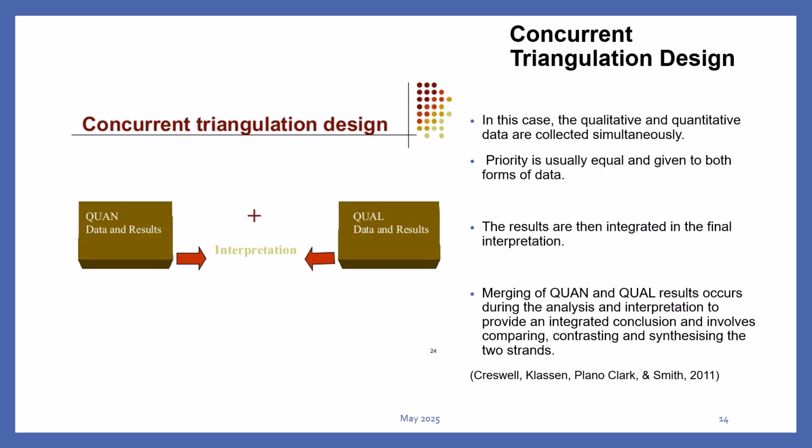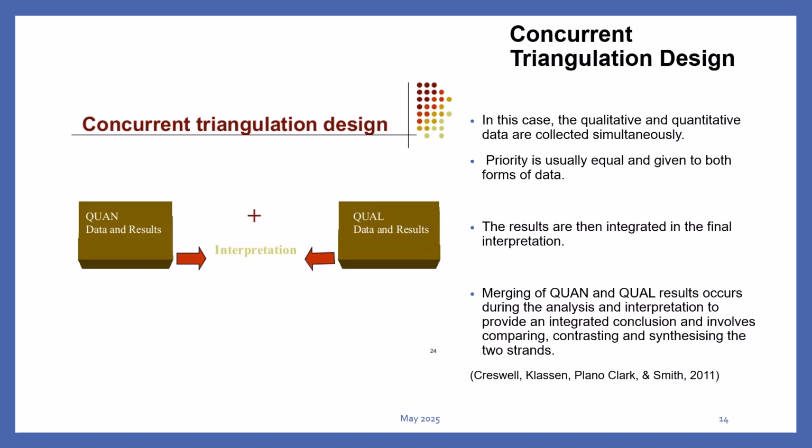So as you see here, we will start with the concurrent triangulation design. In this case, the quantitative and the qualitative data are collected simultaneously, and priority is usually equal and given to both forms of data. As we mentioned in the previous slides, we talked about priority or dominance in answering the research aims or addressing the research questions in your mixed method study.